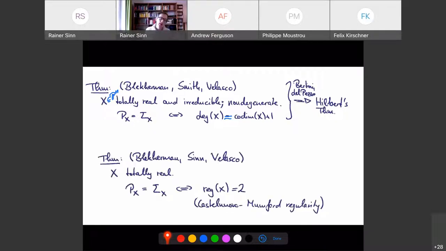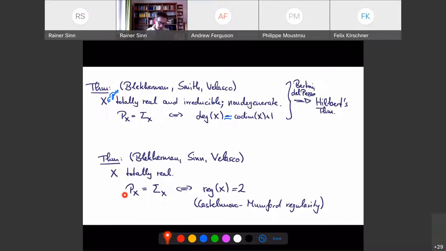Okay, then later on in follow-up work with Greg Blekherman and Mauricio Velasco, we generalized this theorem. So the difference here, if you look at the list of assumptions, is that irreducible is now gone, and non-degenerate is not important anymore, but it's sort of not important anyway. It's not the main point of these theorems anyway. But the important point is that irreducible went away when comparing the assumptions of these two theorems. But also the conclusion changed.